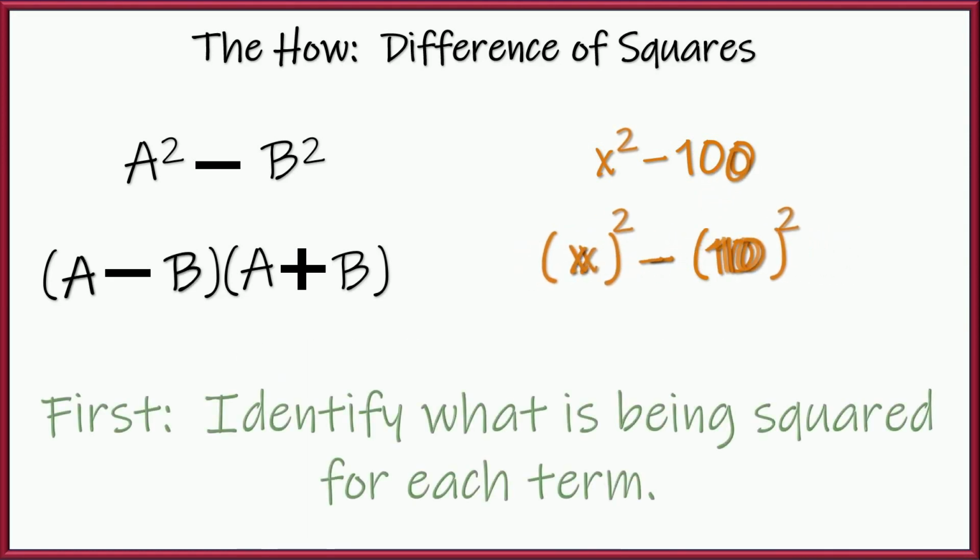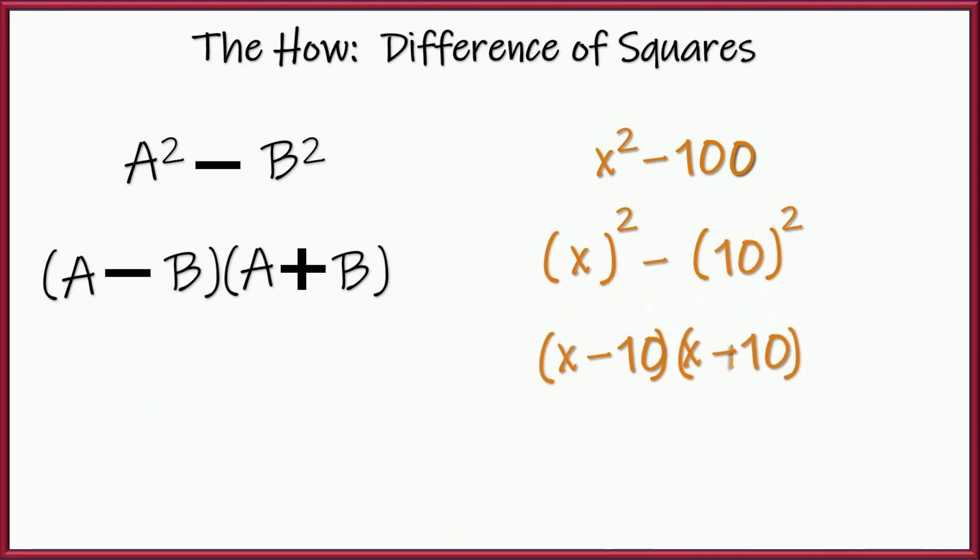So the first thing you've got to do is slow down. You've got to figure out, hey, what squared is x squared? Well, that's x. And what squared is 100? Well, that's 10. Then you can use your formula, right? Because it turns out a is x, b is 10, not x squared and 100. Okay, so now we can just apply it to our formula. X minus 10, x plus 10, boom, you're done. You could have it the other way as well. You could do x plus 10 and x minus 10.